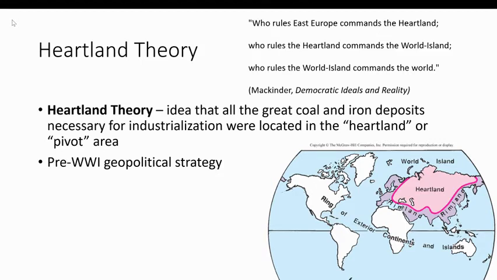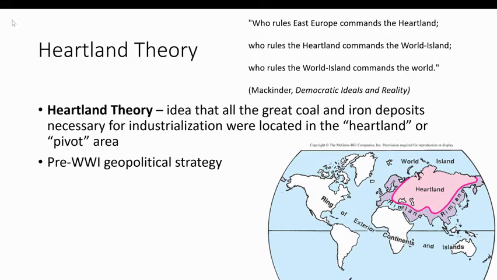Really, this is one of the theories that helps lead to World War I, because as the British, the Germans, and the Russians are all scrambling for the world's resources, whoever controls those resources is going to be the preeminent world power. Everybody wanted to control the heartland, and World War I really starts in a way over fighting over that heartland. And any of you that know about World War I know that all they needed was an excuse to go to war with each other.